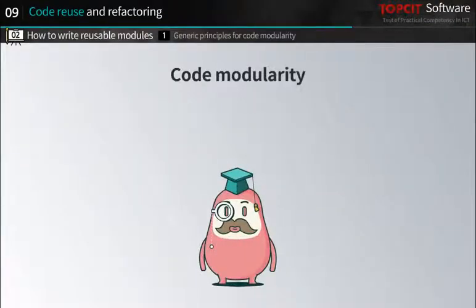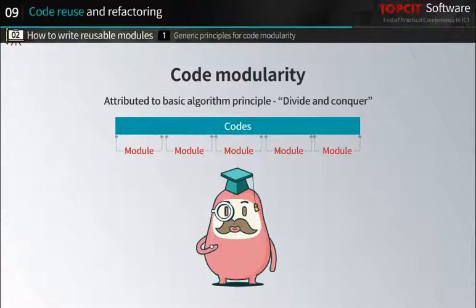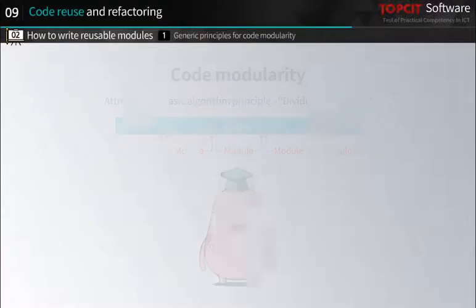First, let's look at what code modularity is. The modularity of code can be attributed to the basic principle of the algorithm: divide and conquer. It is not easy to apply in practice. In theory, it's good, but the theory is not exactly applied when you're actually working, but you should be able to write code that fits these theories through your own code.